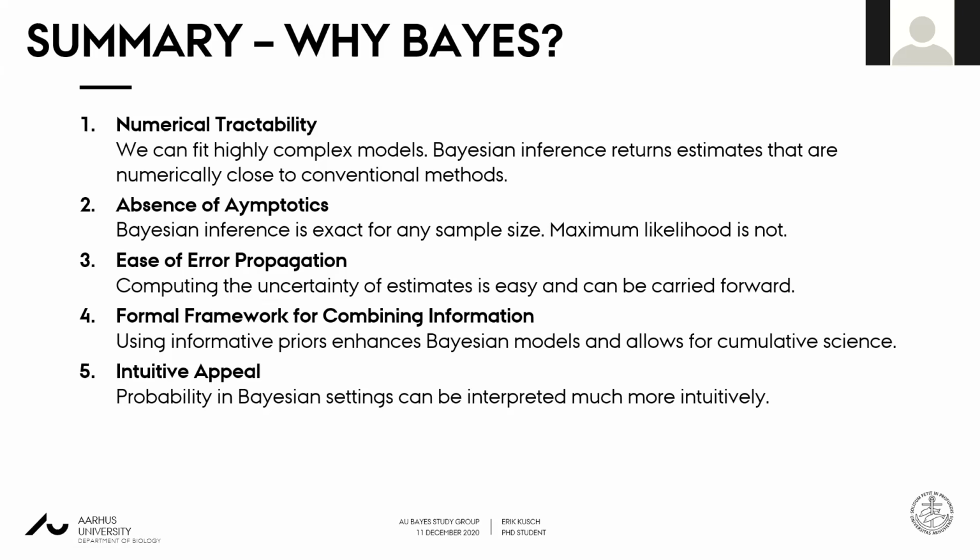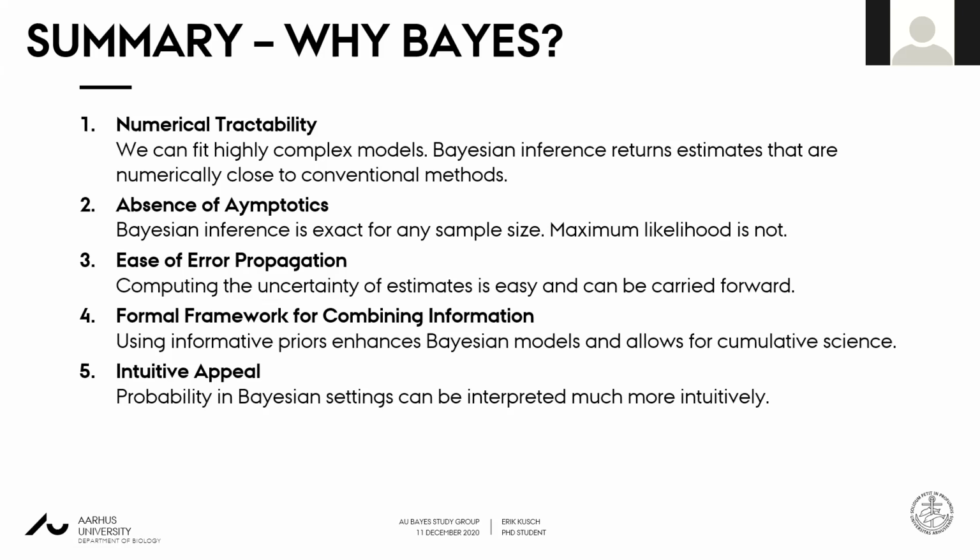So the reason we go Bayes is for numerical tractability. So we can fit super complex models, and Bayesian inference then returns estimates that are numerically close to conventional, meaning frequentist methods. This means that irrespective of how small or large our data sets are, Bayes is a really good choice to go with.